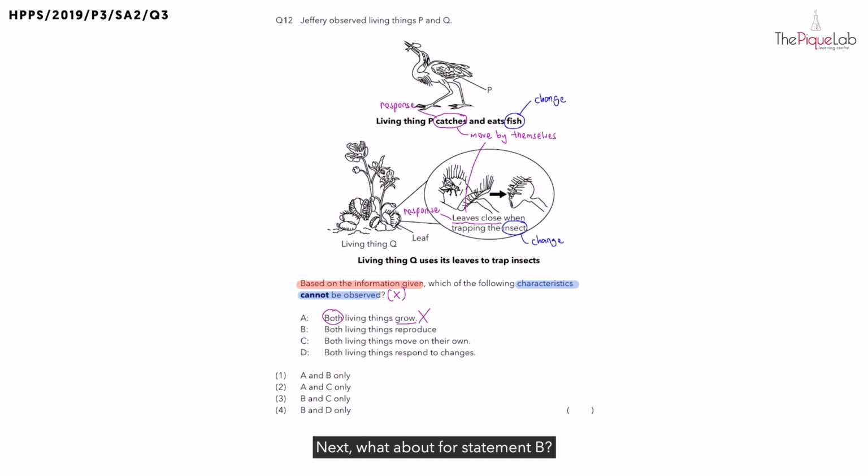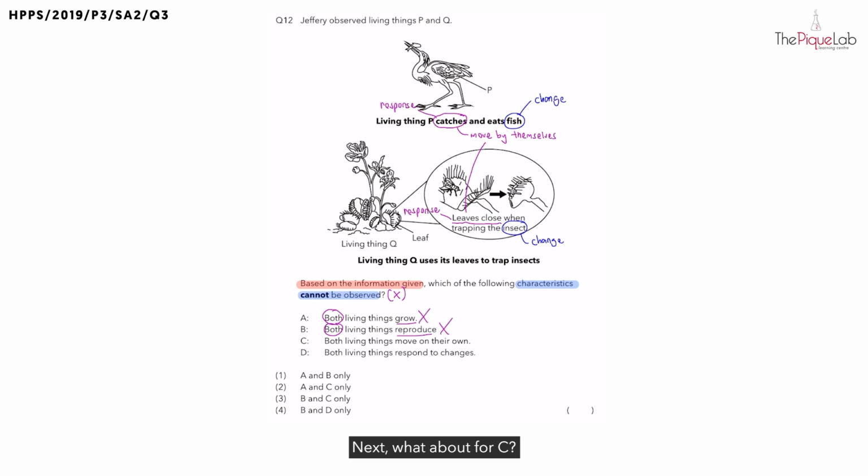Next, what about for statement B? They said that both of the living things reproduce. Now let's recall, what does reproduce mean? Reproduce means there must be an increase in the number of living things. So let's check. From the information given, is there an increase in the number of living thing P or living thing Q? No, which means we cannot observe it.